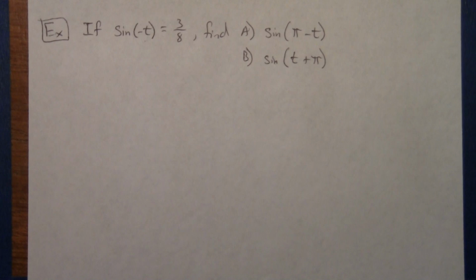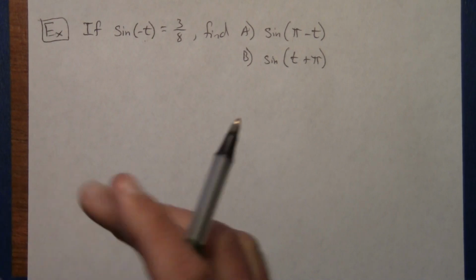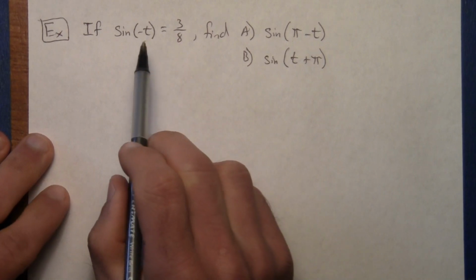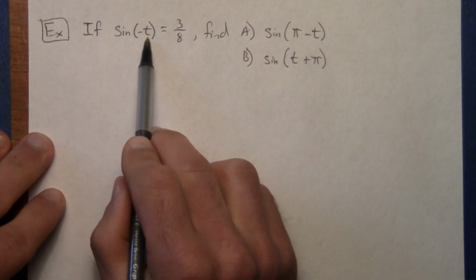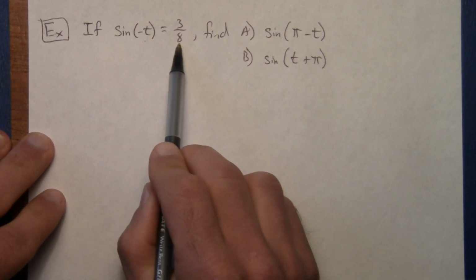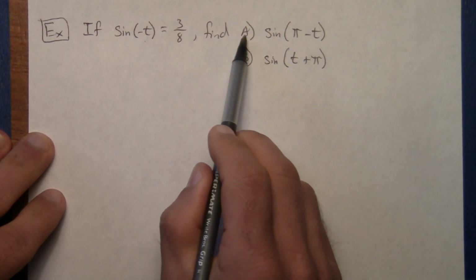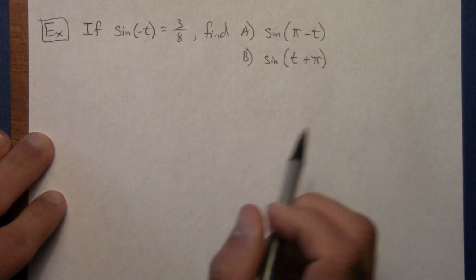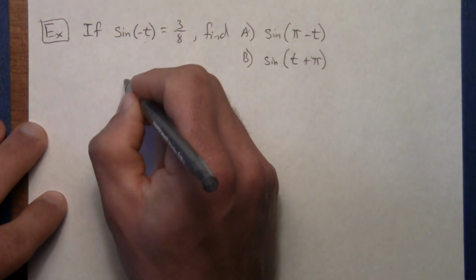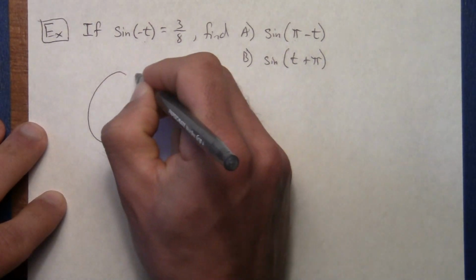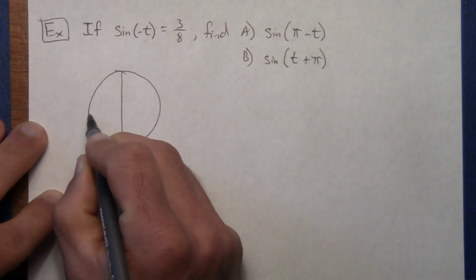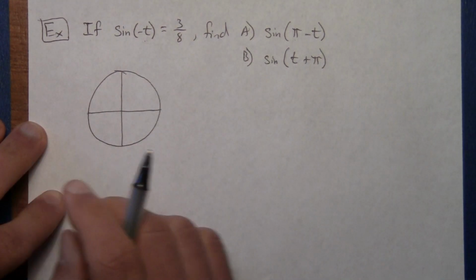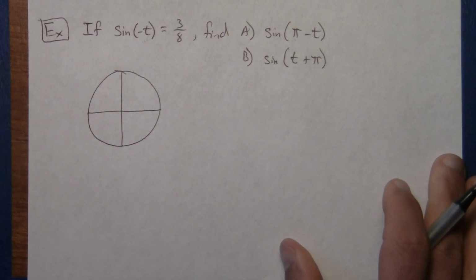Alright, the last problem I'll do is sort of like in the 30s and 40s somewhere, where they say the sine of some negative angle is equal to 3/8. They want you to find the sine of pi minus that angle and the sine of that angle plus pi. And so if I draw a picture to represent this, which is what this section is dealing with, not trying to memorize a lot of different formulas, it's more being able to draw a picture and understand what's happening.